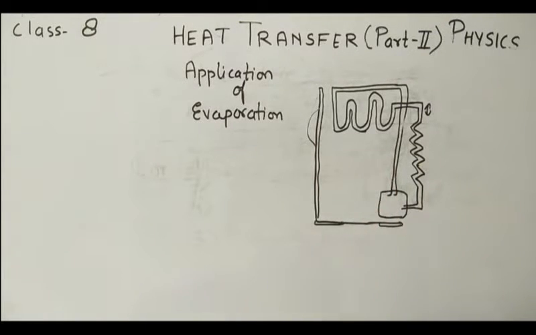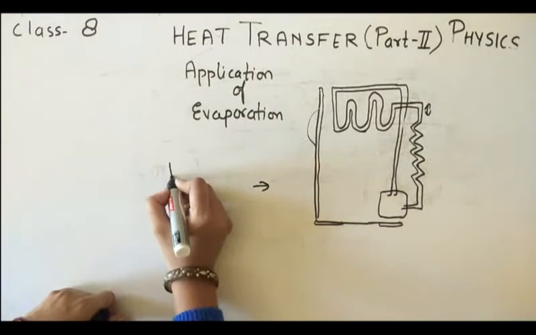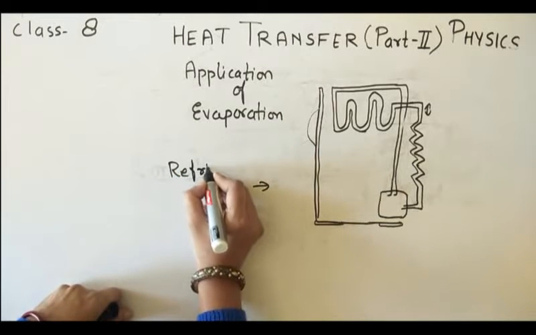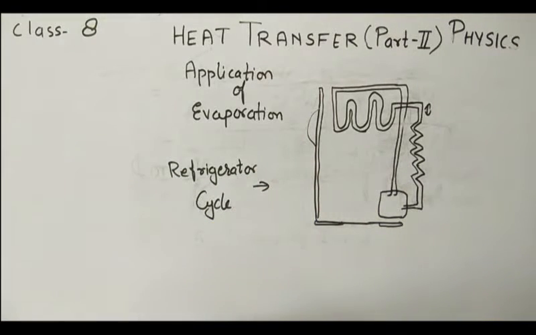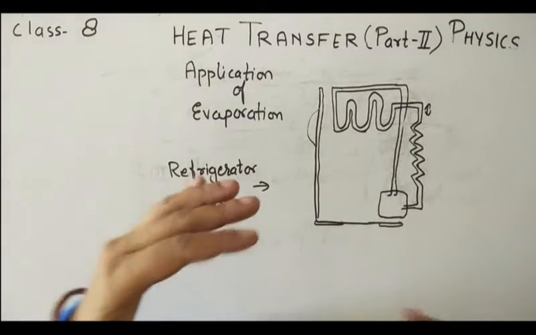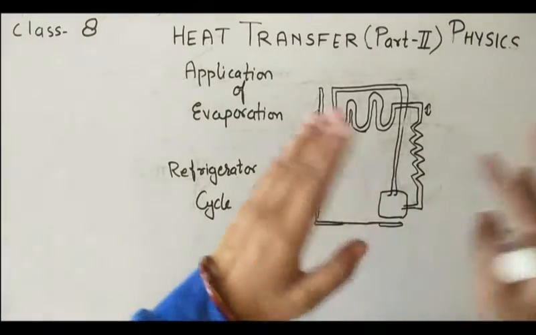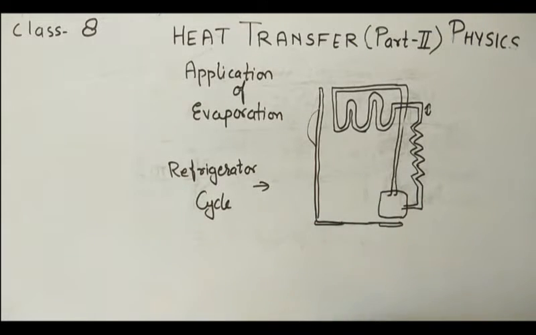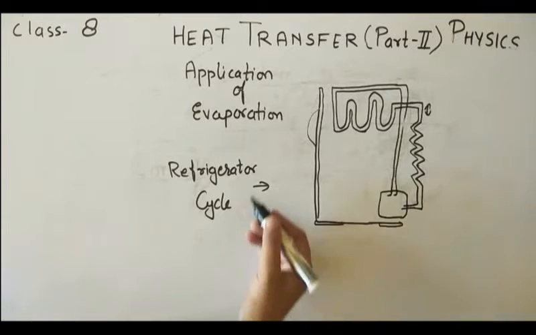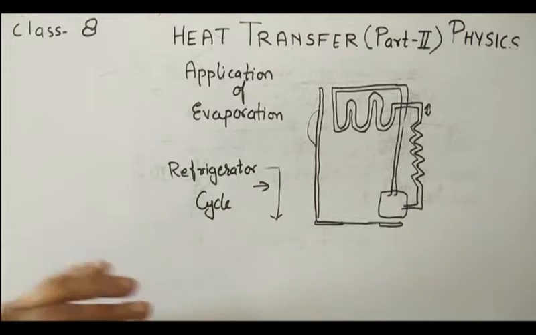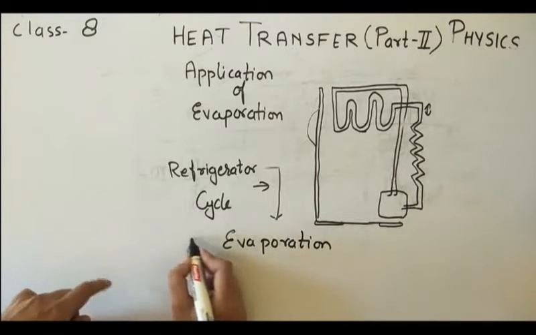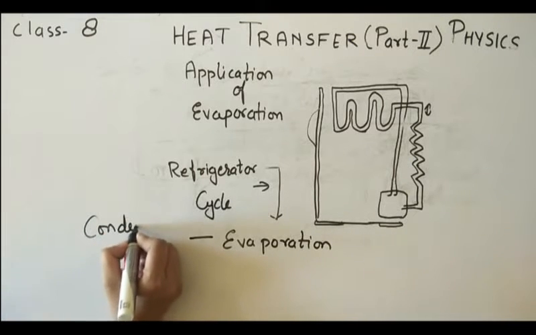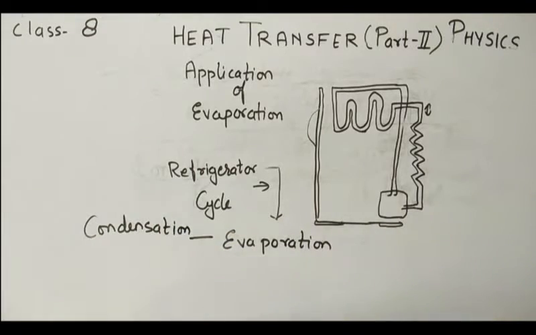One more application is the refrigerator cycle. How does the refrigerator work? You all use a refrigerator or fridge, but how does it cool whatever materials you keep inside? Your refrigerator works on two basic principles: evaporation and condensation. Now let us see how this refrigerator works.